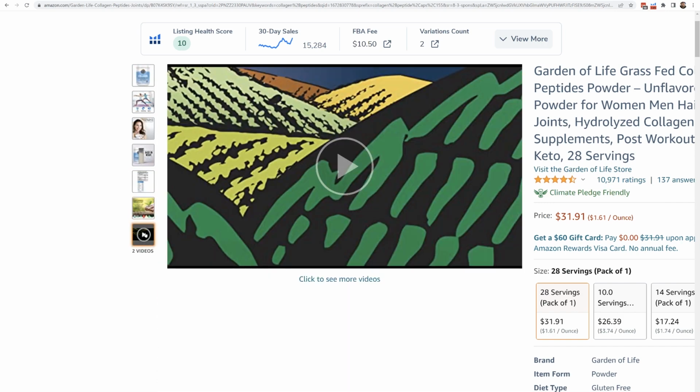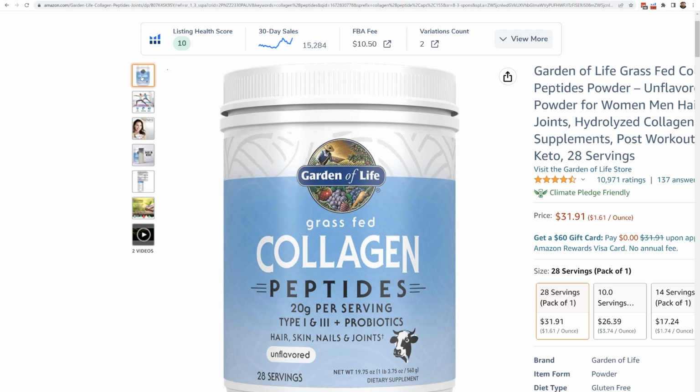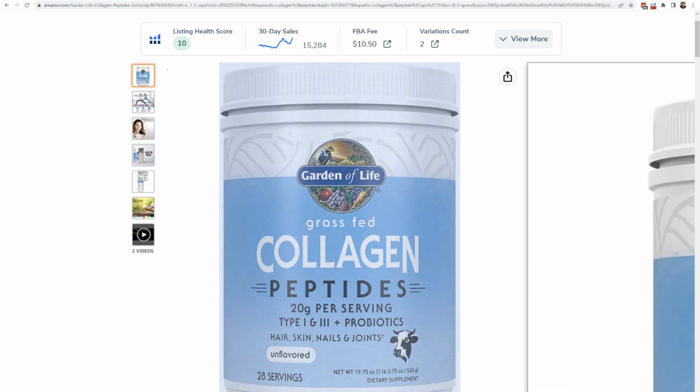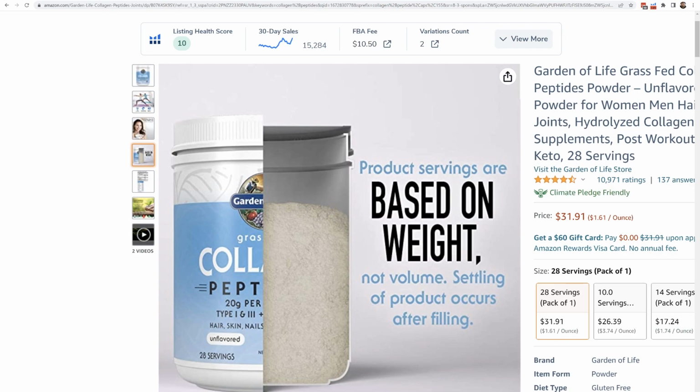But anyways, I see nothing here. There's no images about "in my coffee." The number one thing that is on the mind of collagen peptides customers, and this amazing listing here that has sold 15,000 units in the last 30 days, they do not have an image that shows the number one use. All right. So if they were using Helium 10, they would easily have seen that they should have put something about "in my coffee" in their listing.